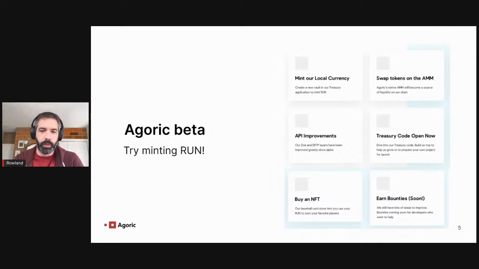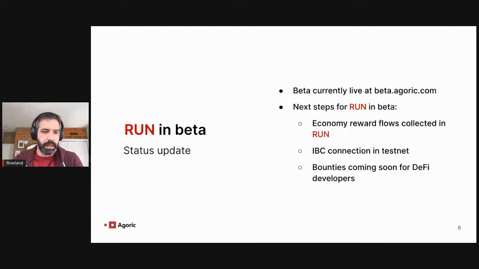As beta moves forward, we actually have quite a bit of additional releases coming through that will help users understand this dynamic a bit better. So next steps for the beta, we'll be collecting economy reward flows in Run. Bill mentioned the built-in AMMs. Similar to AMMs that you may be used to, there's fee collection that happens on trades, and that fee collection will happen in Run, which will partly help reward stakers for supporting the economy. And then similarly, the fees on vaults are collected in Run and also go to help support the economy.